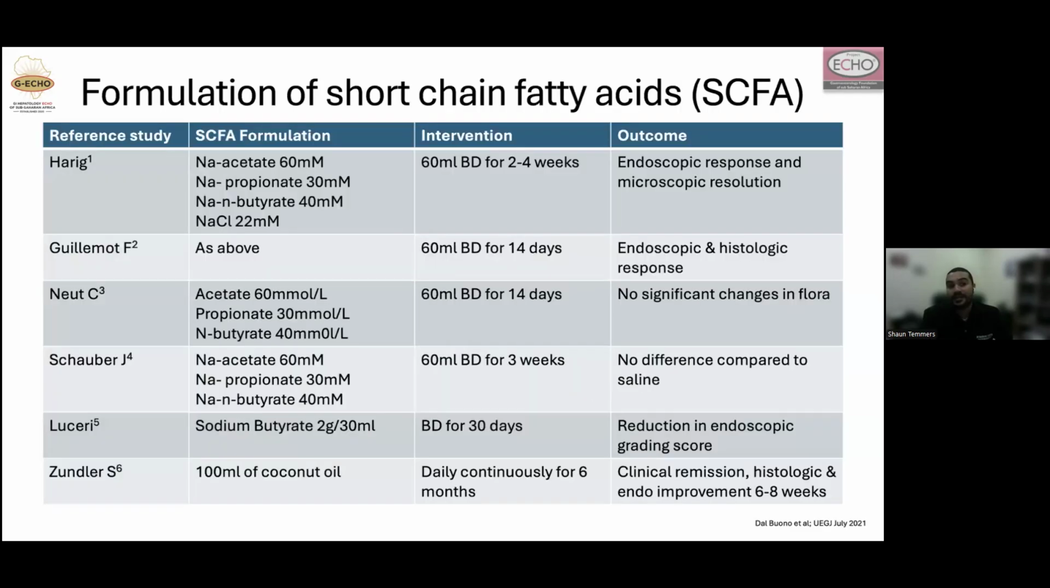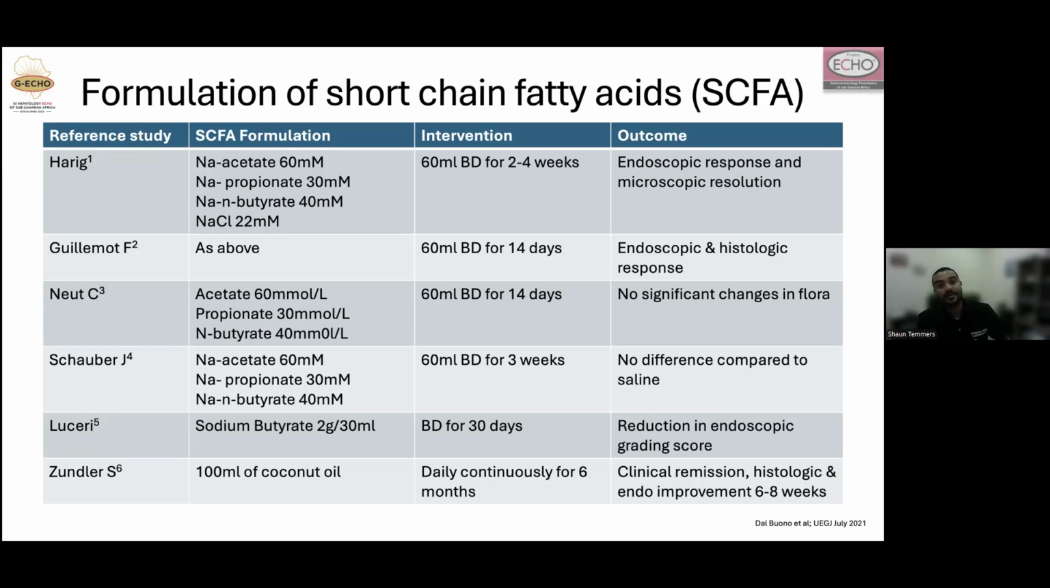This table summarizes the available data on short-chain fatty acids and their formulations. You can see that in most of the formulations, the active ingredient is butyrate, which seems to be the short-chain fatty acid that is studied the most and is implicated or deficient within the mucosa of these patients. Now, the original study by Harig used 60 ml twice a day for 2 to 4 weeks, and it showed significant endoscopic response and microscopic resolution in that diverted segment for those patients.